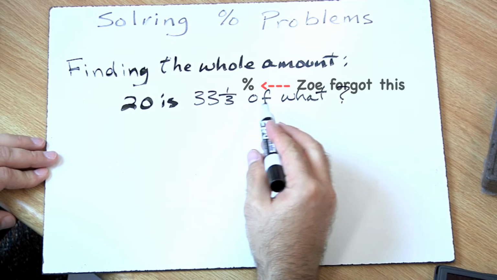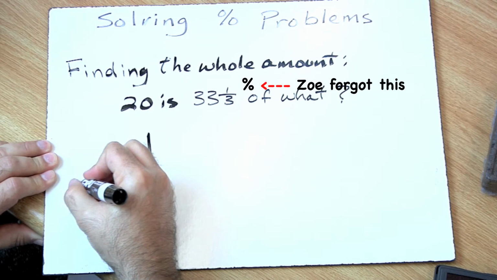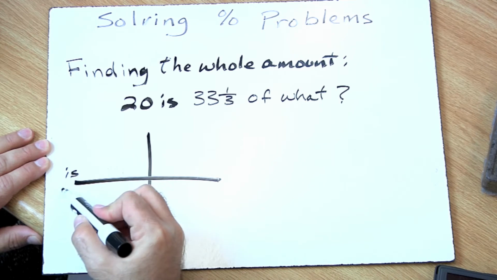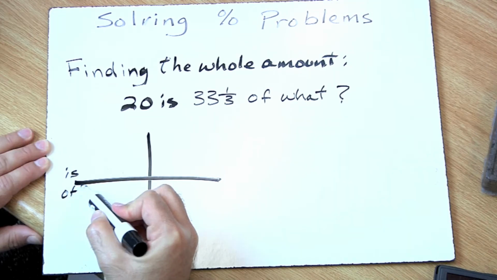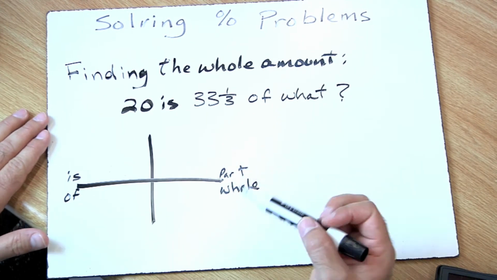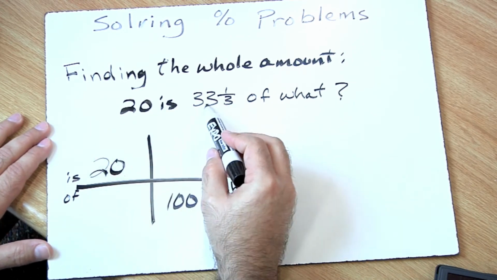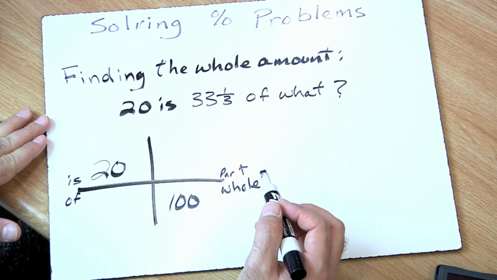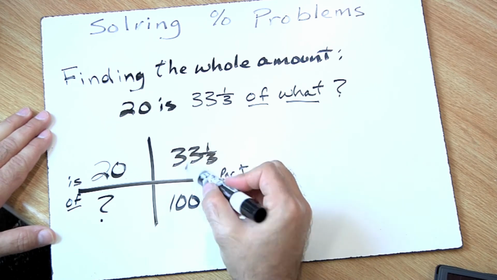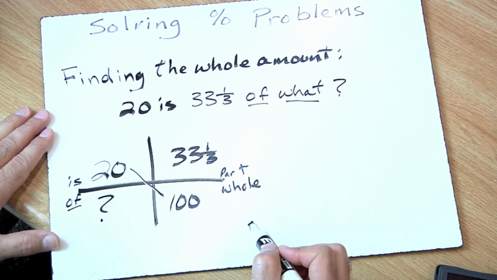So now we're going to take a look at a third type of problem, finding the whole amount. So 20 is 33 1/3% of what? Let's bring out the box. Remember, we're going to have is over of on the left side, and that'll be a part over a whole on the right side. Remember, what's on the bottom right is always going to be 100. So 100 is always on the bottom right. 20 is, 20 goes right there next to the is. 33 1/3%. Well, percent, so that's going to be in the top right, and of is going to be what we're looking for. Of what? Of the question mark. Now we can replace that question mark with a variable if we want to.